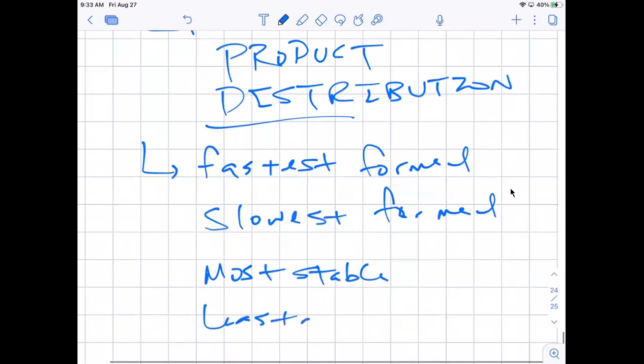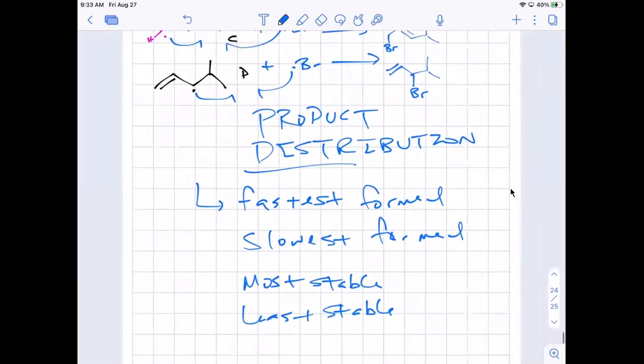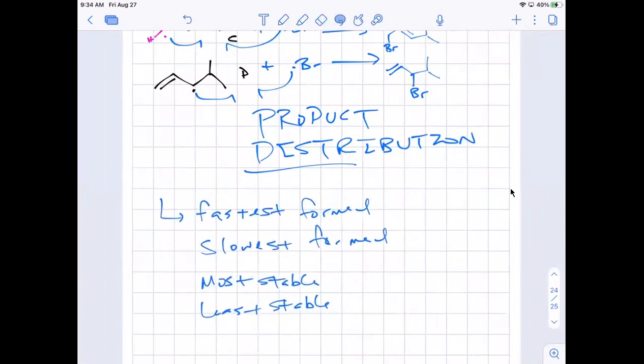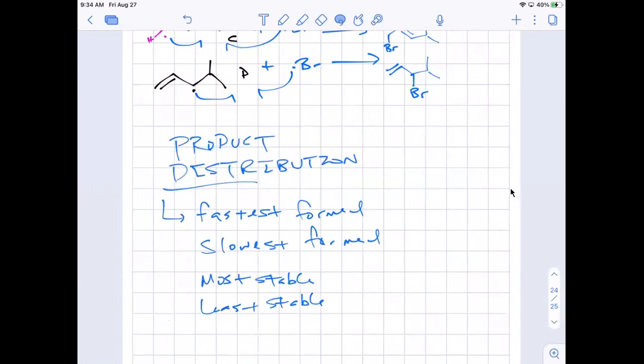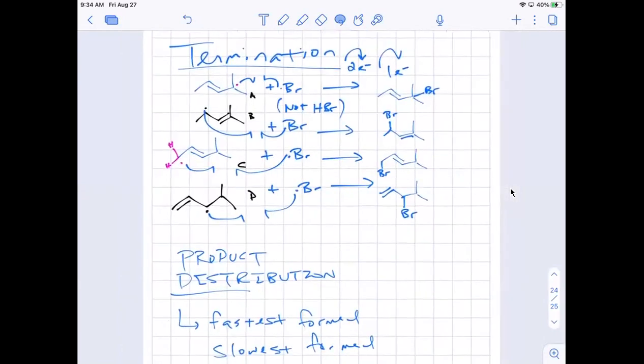Come on, Russell, tighten up. I know it's Friday. Least stable. All right. So the fastest form product, somebody help me. If you watched that video on allylic bromination, tell me what plays a role in dictating the rate. Anybody?